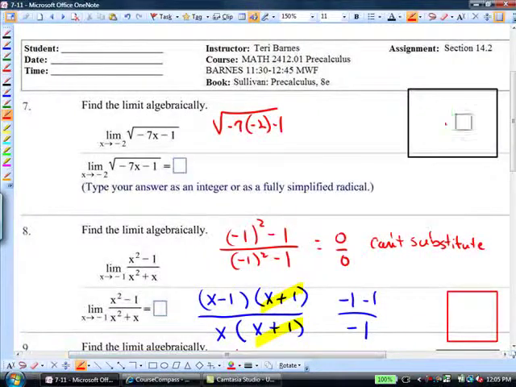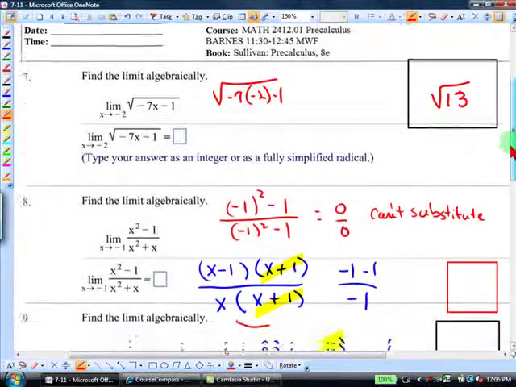All right, the limit as x approaches -2. We're going to plug that in, and what do we get? Square root of 13. And you don't want to put a decimal, you want to put that. And it says as a simplified radical. So if 13 could have been simplified, we would have done that. All right.